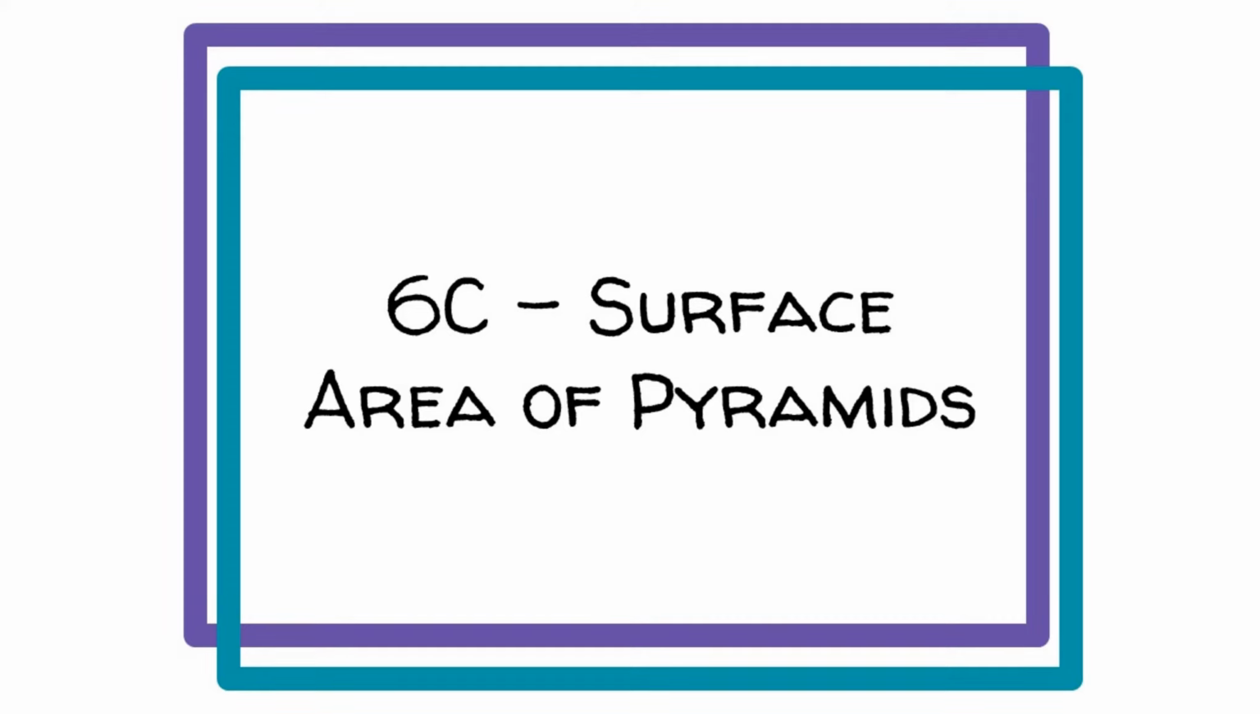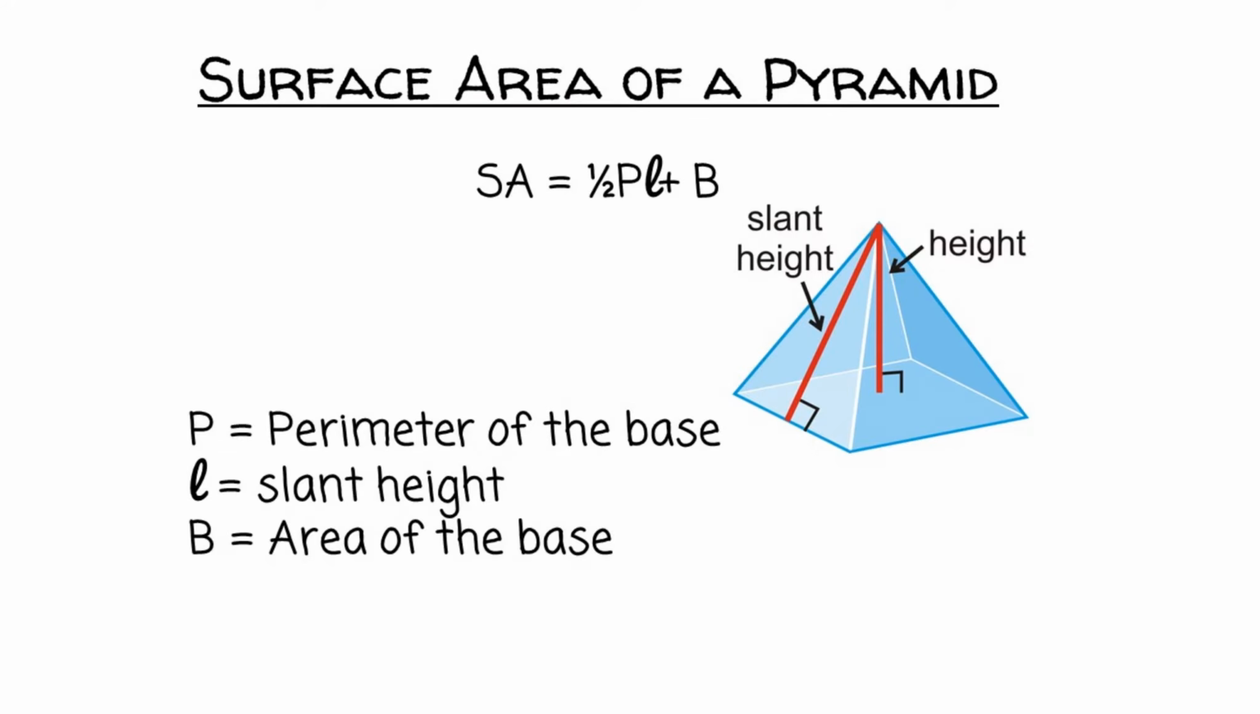We're going to be calculating the surface area of pyramids. All right, so here's an example of a pyramid. Remember, it has one base. It has that vertex point at the top. Instead of having two bases, it has a vertex point.